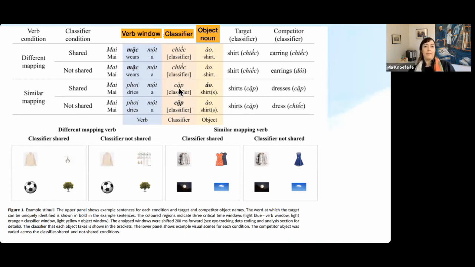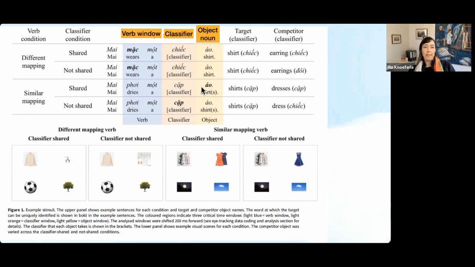Okay. But in the third line here, the classifier doesn't help you. So both shirts and dresses would work with this one here. And only once you get to "shirts," the disambiguation would happen.